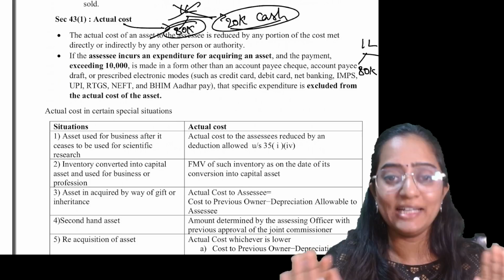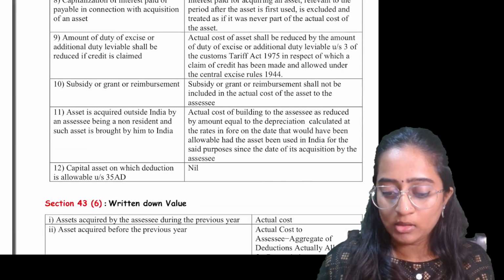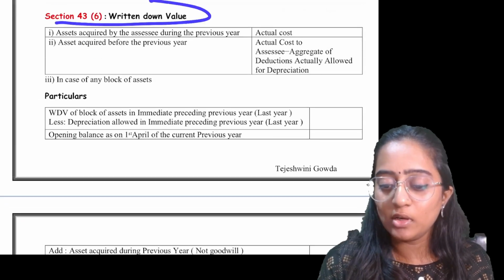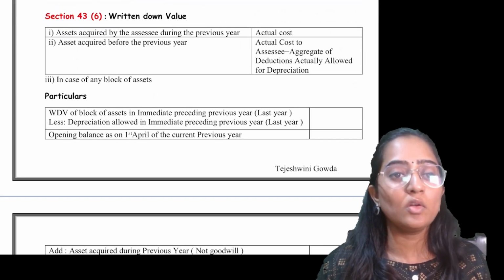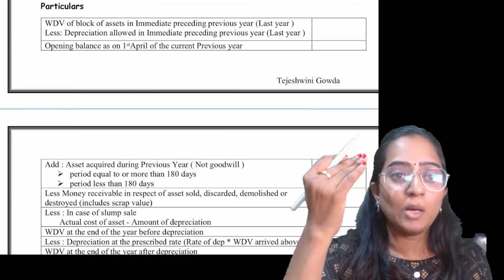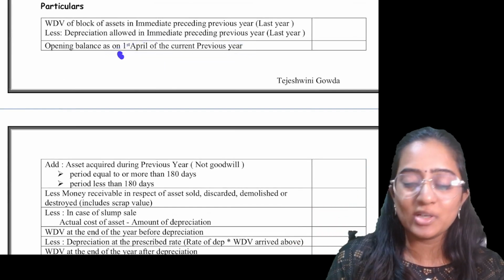You will not add it to your actual cost of asset. Clear? Done. Now, when it comes to your written down value, how do you consider your written down value of the asset? See, the format goes very simple. Whatever is the WDV of the current previous year, relevant to previous year, you are going to consider the WDV.